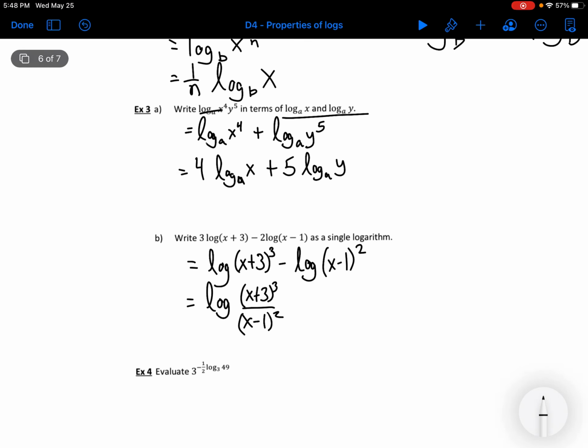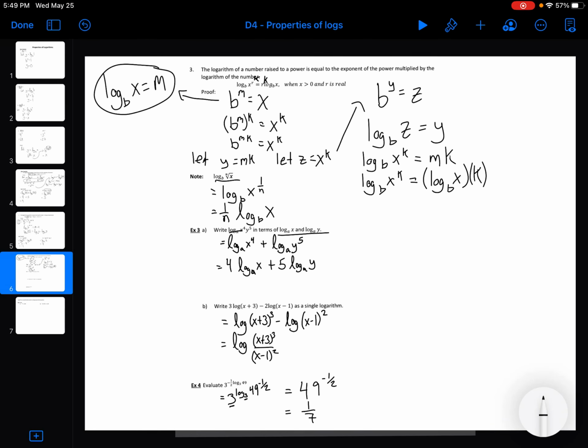Okay, evaluate this one. There's a bunch of different things you can look at here. What I would do is go 3, and then this is going to become my exponent on 49. So we're going to have log base 3 of 49 to the negative 1/2. That's nice and easy because we've got 3 here and we're taking the exponent. I'm just going to write beside because I've run out of room. 49 to the negative 1/2 is 1 over the square root of 49, which is just 1 over 7.